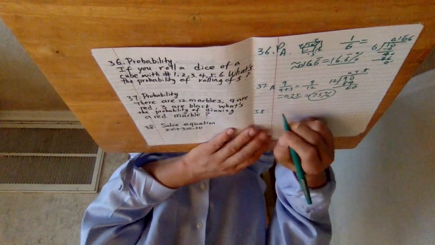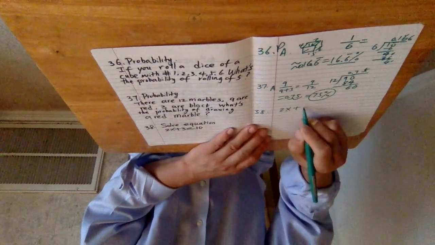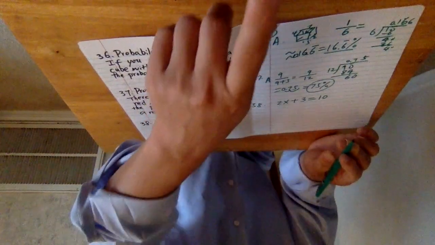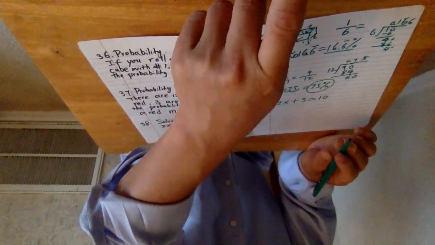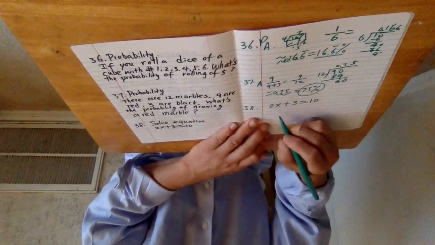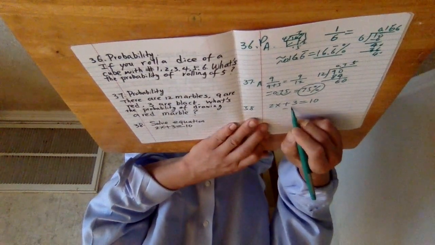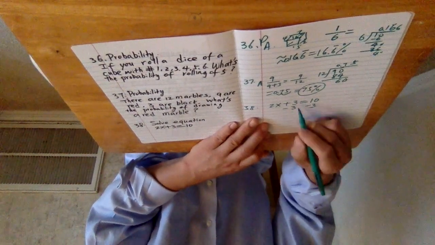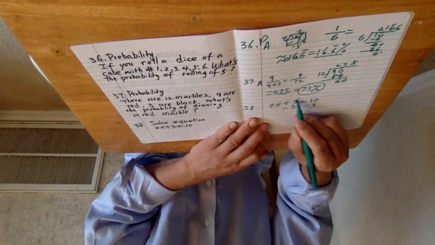Number 37, solve the equation 2x plus 3 equals 10. The rule of solving an equation: the first step is going to be to subtract 3 on both sides, so we can get rid of the numbers. 3 minus 3 is 0.